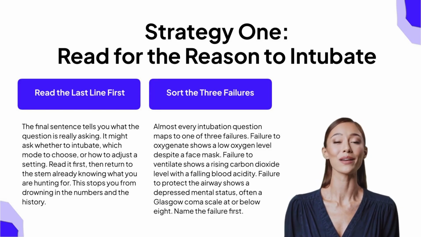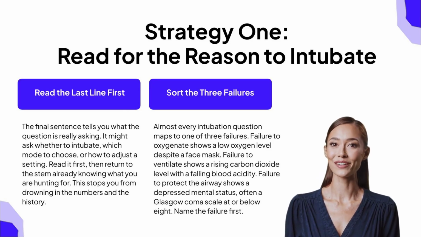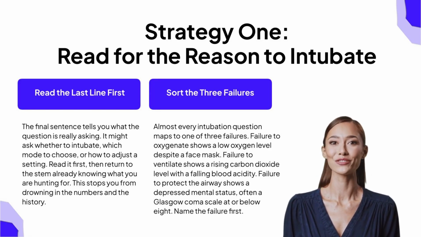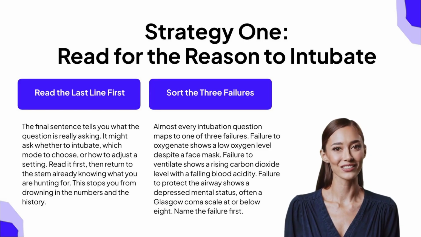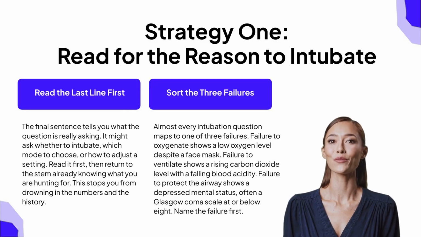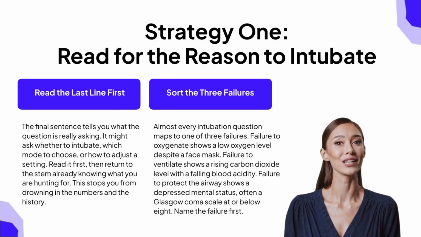Now here is the single most useful pattern for intubation questions. Almost every one of them maps to one of 3 failures. The first is failure to oxygenate, where the oxygen level stays low even on a face mask. The second is failure to ventilate, where the carbon dioxide level climbs and the blood becomes acidic. The third is failure to protect the airway, where the patient is obtunded, classically with a Glasgow coma scale at or below 8. When you read an intubation stem, your only job is to decide which of those 3 failures the writer is describing. Once you name the failure, the answer almost always falls out on its own.